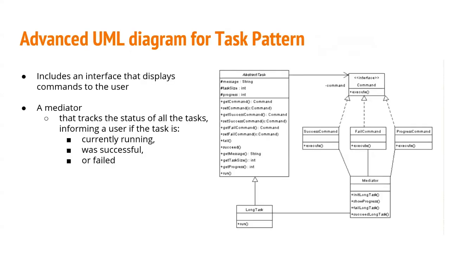So here is a more detailed version of the UML diagram that can also be used. With this one, it'll include an interface that displays the commands to the user, and it would also implement a mediator. The mediator would track the status of all the tasks, informing the user if the task is currently running, if the task was successful at running, or if the task failed at any certain point.